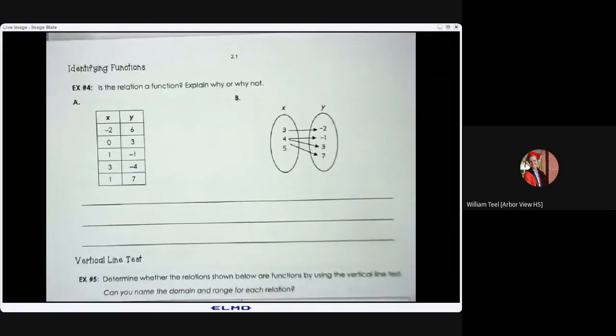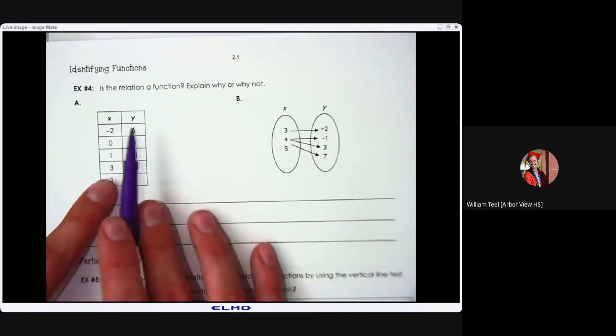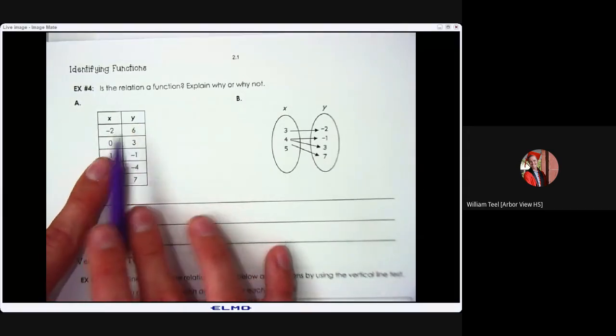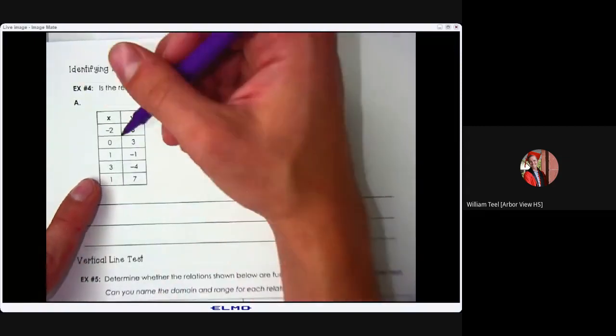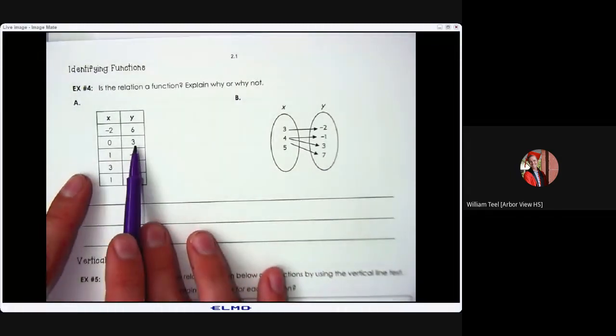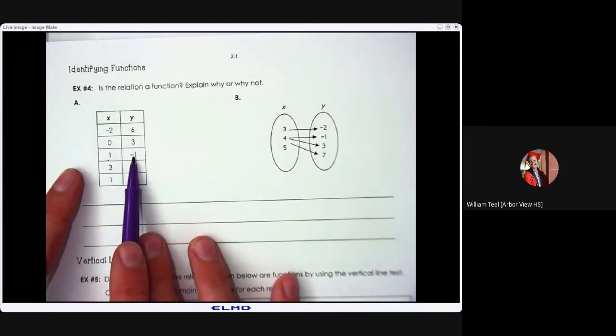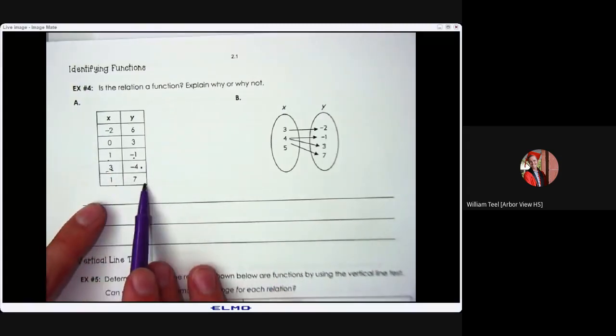All right, moving on to page number 3, let's look at example 4. So is the relation a function? Explain why or why not. So if we look at part A, we're going to go ahead and see, do any of these x values repeat? So do any of these inputs have more than one output? So let's look at -2. -2 corresponds to 6, 0 corresponds to 3, 1 corresponds to -1, 3 corresponds to -4, 1 corresponds to 7.